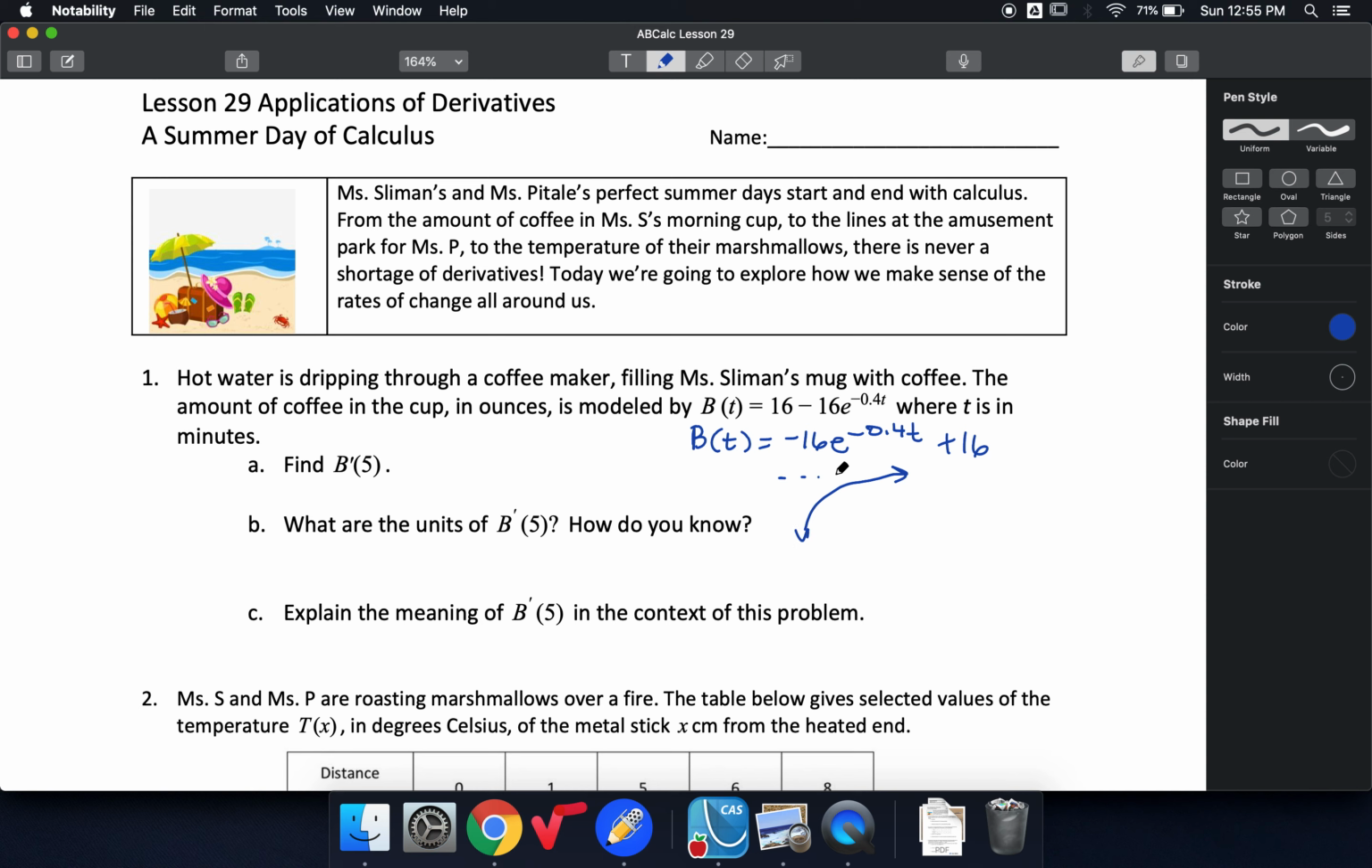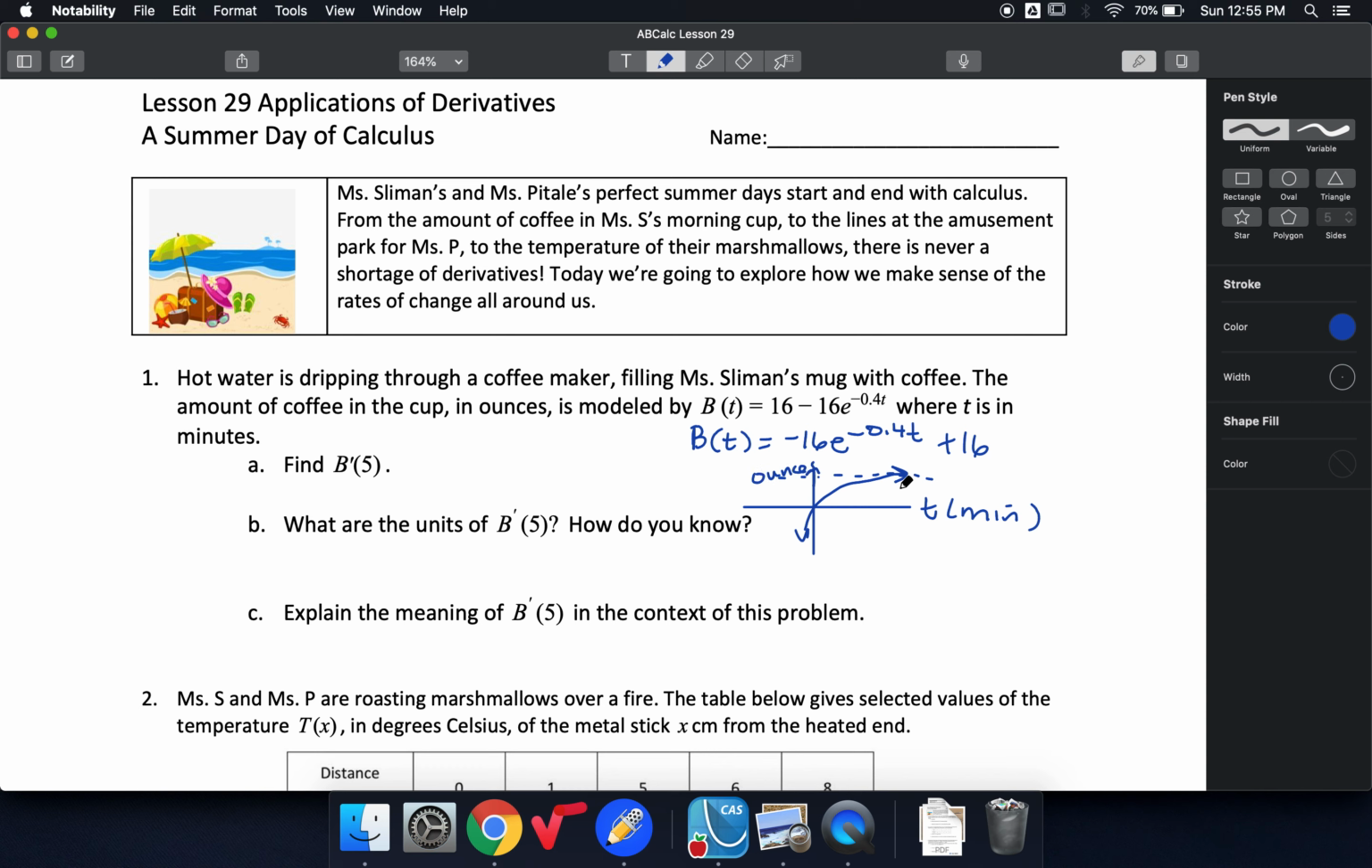My asymptote is going to be horizontal. And then I want to think about my y-intercept and my x-intercept. So b of 0, well, anything to the 0 is 1, negative 16 plus 16 is 0. So both my x and y-intercept are the same, and that's at 0, 0. Here t is the time in minutes, and my y-axis here is my ounces of coffee.